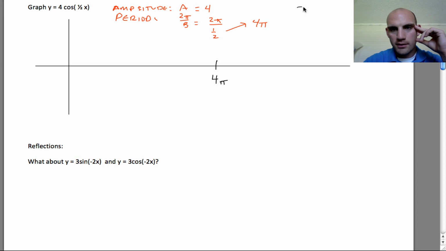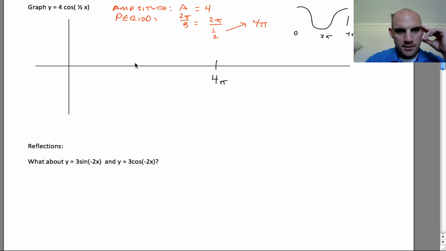Recall, our cosine graph starts high, goes low, goes high again. And so if this is our 4 pi here, this is our 0. Halfway in between, it's going to reach its low, so that's going to be 2 pi. So halfway in the middle, at 2 pi, we know we're going to have our low value, our minimum value. And halfway between that is going to cross the x-axis here and here. So this is going to be 3 pi, and this is going to be pi. We're dividing it into 4. I'm laying out 5 points, guys, okay? I'll show you those 5 points here in a second.